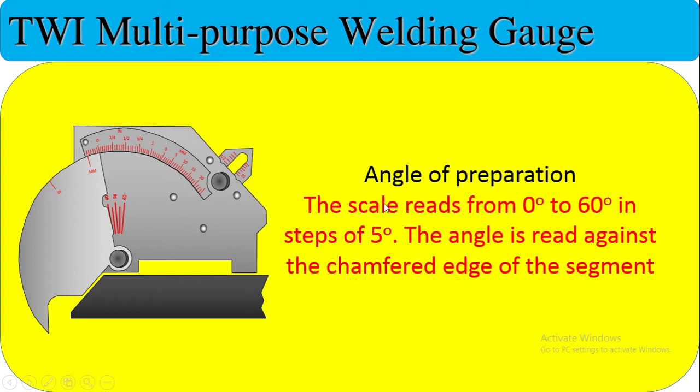So the scale reads from 0 to 60 degree, meaning in the weld gauge you can take a measurement from 0 to 60. The angle is read against the chamfer edge in the segment. So this is the chamfer made by the welder or fitter and fabricator. After that you can see how much chamfer is there, meaning how much bevel angle is there, from here.